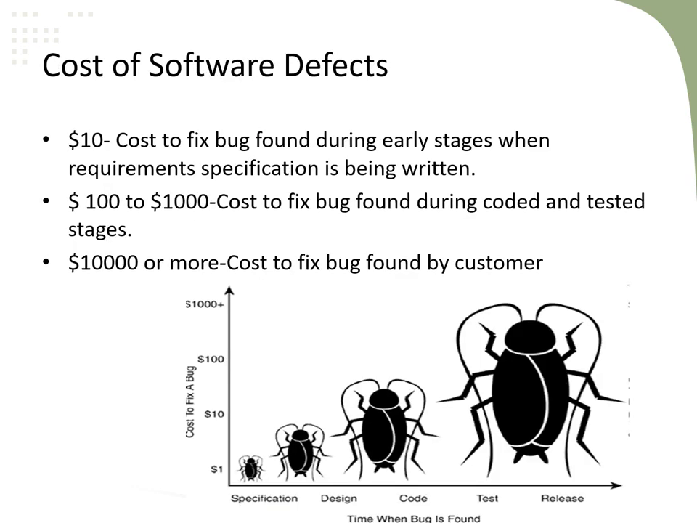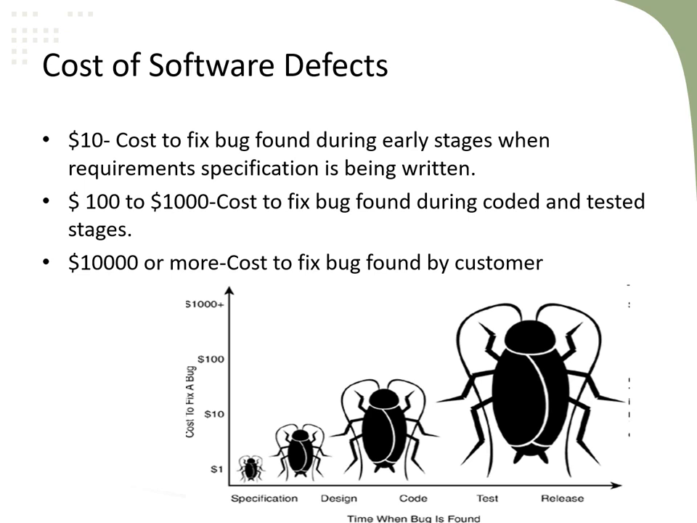Let's review the cause of software defects. The cost to fix a bug during the early stages of the software development lifecycle is very inexpensive. So take, for example, the requirement gathering phase. If a defect is found within the requirement, the cost to fix that defect is roughly around $10.